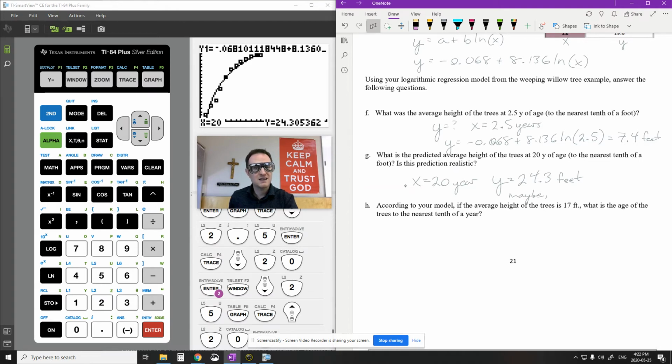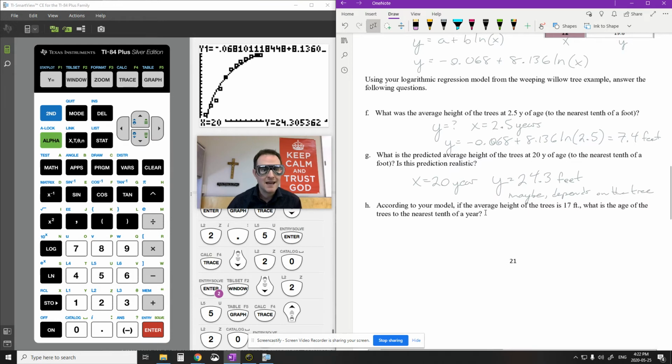Usually when trees get a little bit tall, they stop growing altogether. They don't get any taller, right? It depends on the type of tree. Maybe the tree dies, right? Who knows? Let's do this next one.